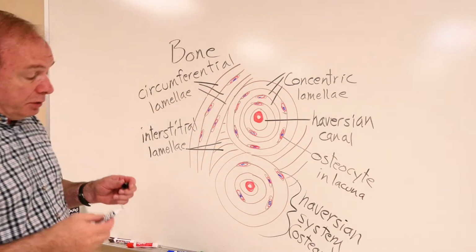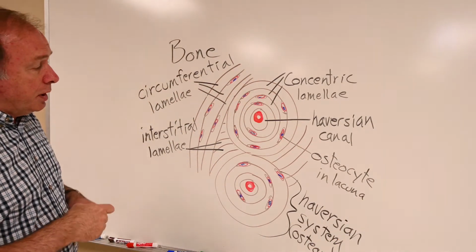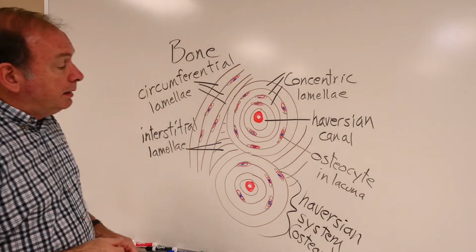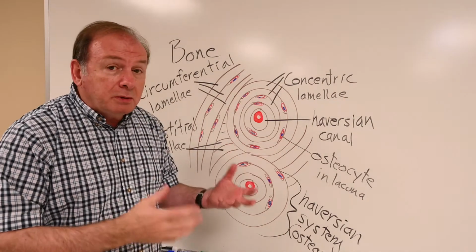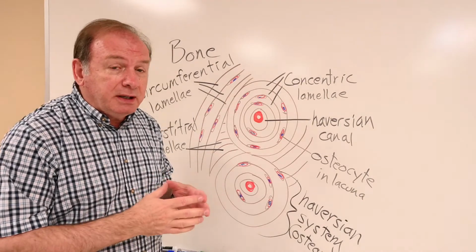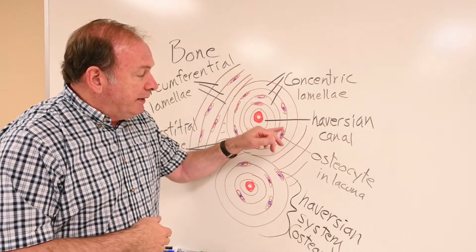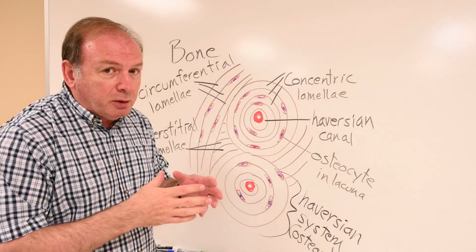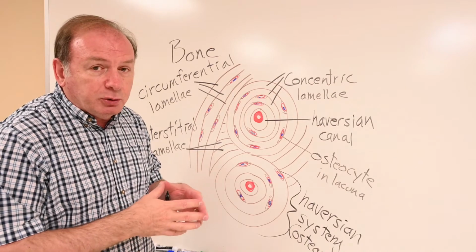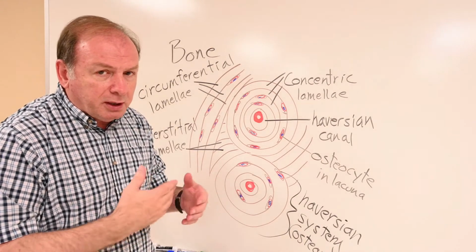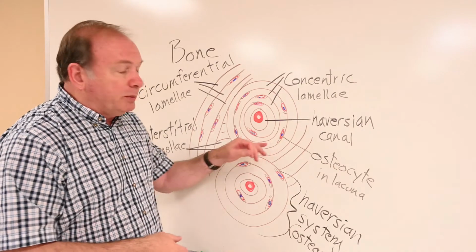There's a single osteocyte in a lacuna. Now, compact bone is really, really dense material, and if there were a cell surrounded by only dense material, it would eventually not be able to get nutrients, accumulate waste, and eventually die. So we don't want them to die.